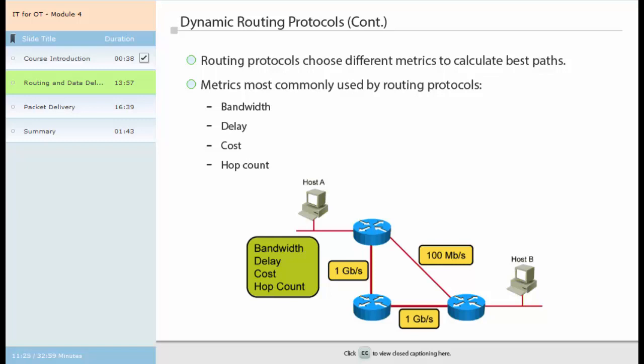In the figure, the hop count from host A to host B would be 2 if the path over the 100 megabits link is used. The hop count would be 3 if the path over the 1 gigabyte link is used.